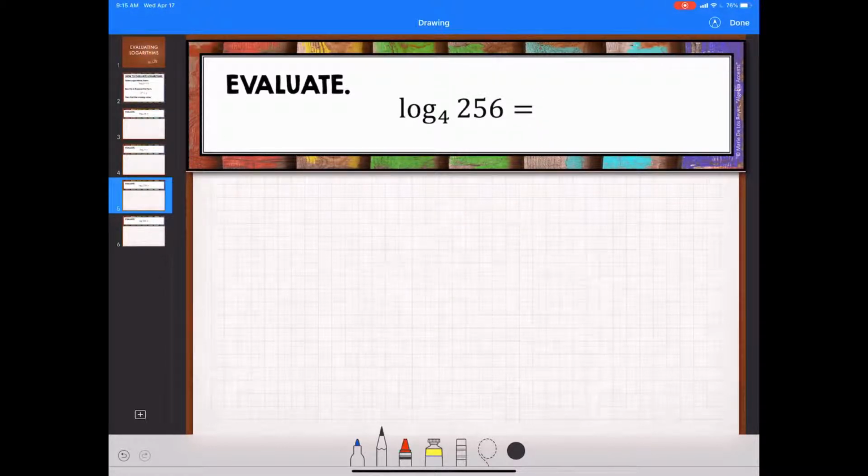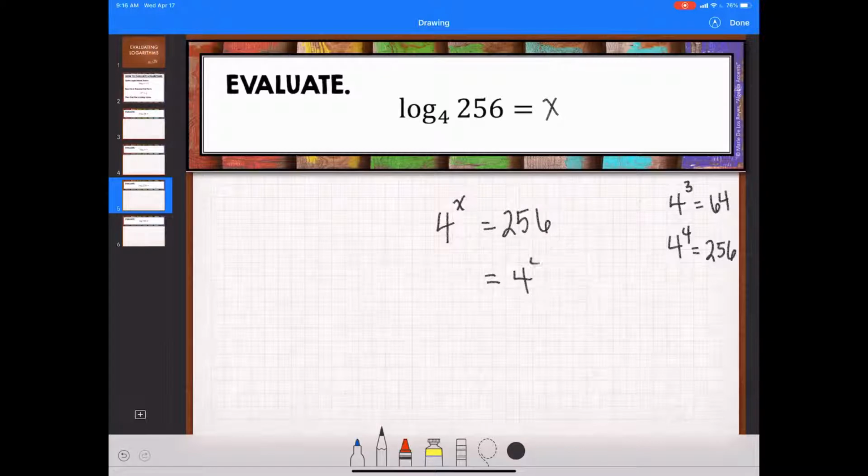Log base 4 of 256. Solving for x. Rewrite it in exponential form: 4 to the x power equals 256. So you can make your list of exponents with base 4. 4 to the third power, we said earlier, was 64. 4 to the fourth power, just pop that into your calculator, or you could do it in your head, equals 256. So if we know that 256 is the same thing as 4 to the fourth power, then x has to equal 4.